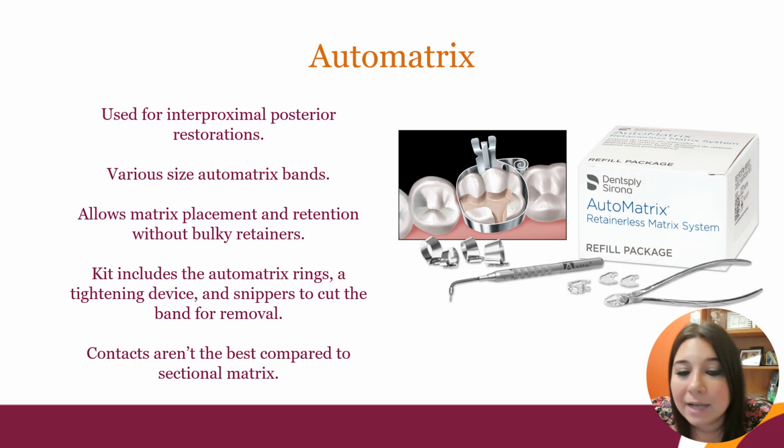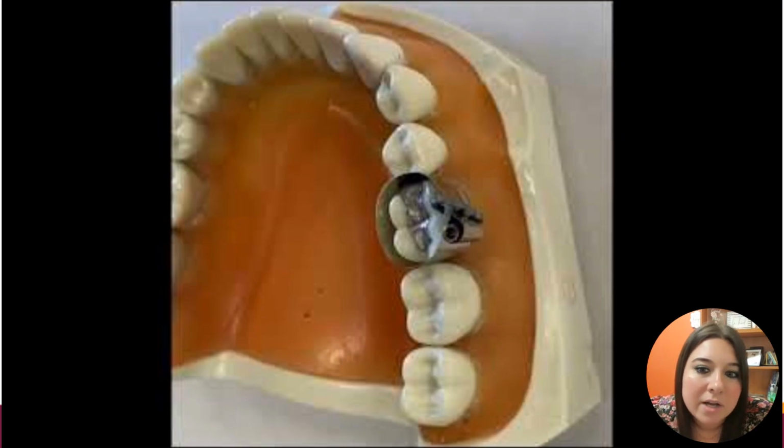In my opinion, the contacts aren't the best with this type of matrix, especially compared to the sectional matrix. So I will use these typically when there are no adjacent teeth to a tooth I'm restoring. Say there's just number 30 all by itself and number 31 or 29 are not next to it. I'll use this because the sectional needs an adjacent tooth in order to work. You could also use a Tofflemire instead of the auto matrix, but I feel the auto matrix is a lot more user-friendly and easier to set up compared to the Tofflemire. You can watch this video in the resources folder as well.